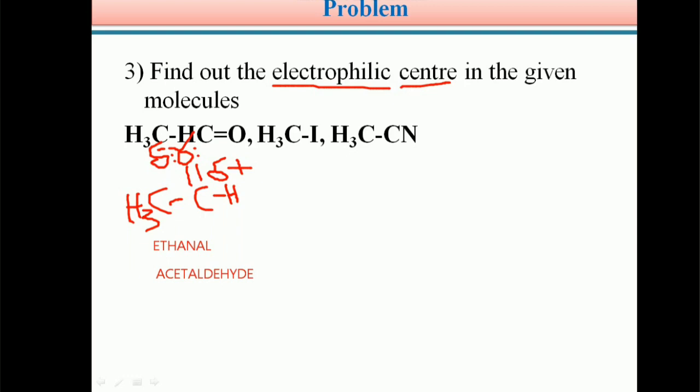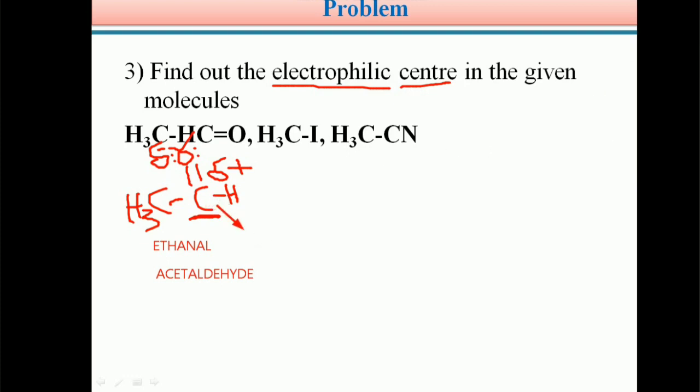So students, in the given acetaldehyde molecule, CH3CHO, this carbonyl carbon acts as an electrophilic center. It is an electrophilic center because it has a partial positive charge. So this is the reactive center or electrophilic center. This is the electrophilic center in the case of acetaldehyde.